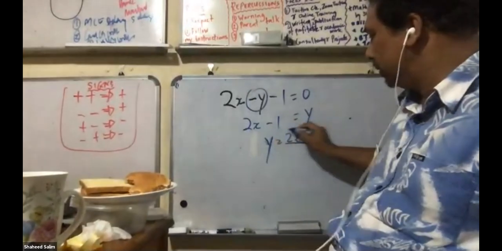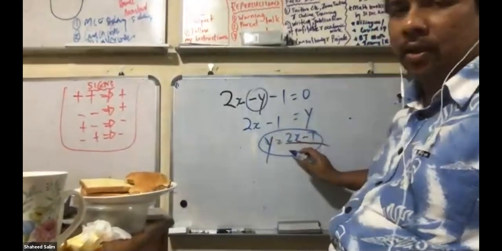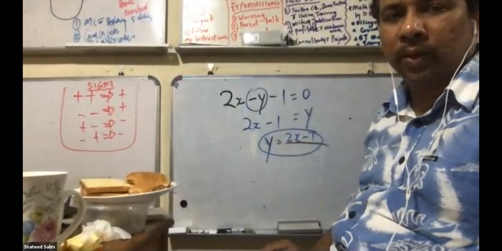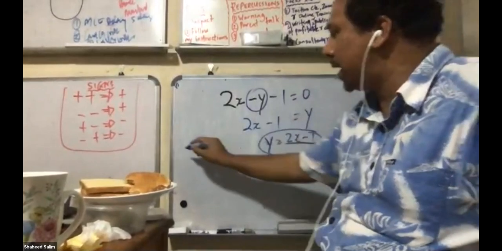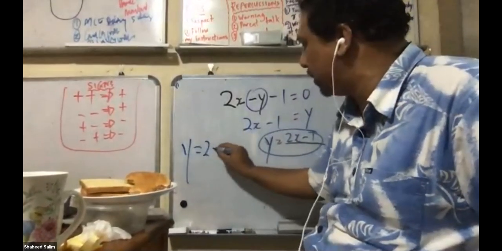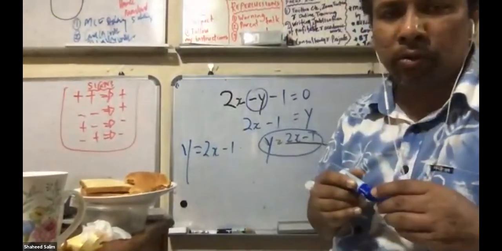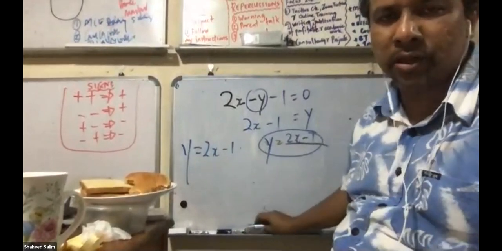You use this one. Y equals to 2x minus 1. You know what I mean? So first thing you need to do is you need to push the x one side, the y one side. Y equals to 2x minus 1. Inshira, you know what to do? You understand?